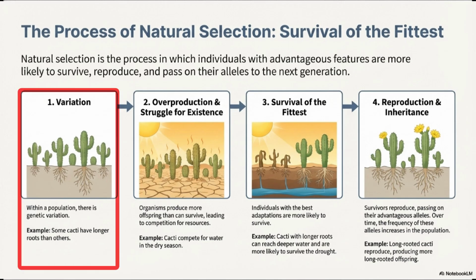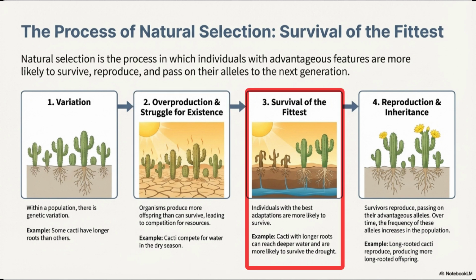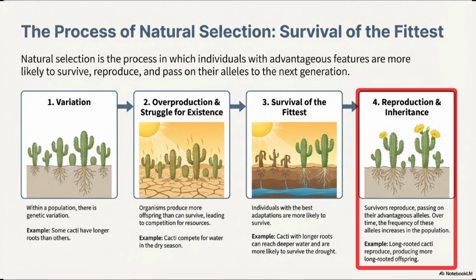Step 1, you start with variation in a population. Step 2, more babies are born than can possibly survive, which leads to a struggle for existence. Step 3, the fittest individuals survive. And by fittest, we just mean the ones who are best adapted to that specific environment. And finally, step 4, the most important part. The survivors reproduce and pass their awesome genes onto their kids. Do that over and over, and the whole population starts to change.